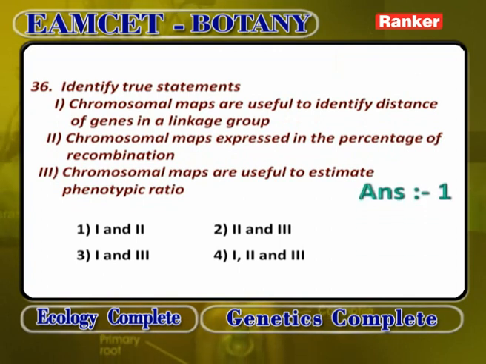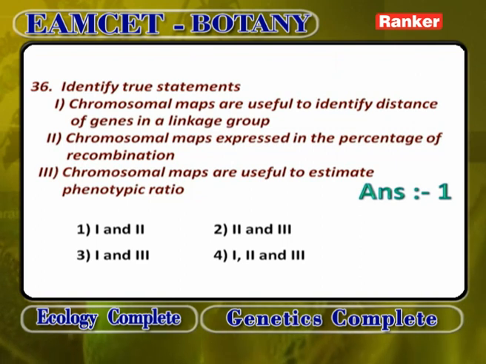Identify the true statement. Chromosomal maps are useful to identify the distance between genes in a linkage group. Chromosomal maps express the percentage of recombinations. Chromosomal maps are useful to estimate the phenotypic ratio. Chromosomal maps were designed by Morgan, Bateson and Punnett. Chromosomal maps are useful to identify the distance of genes in a linkage group is correct.